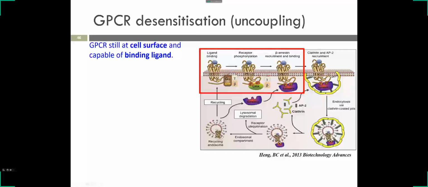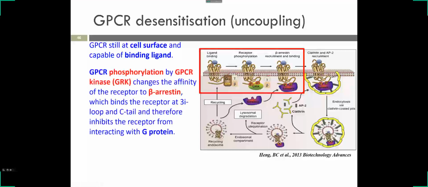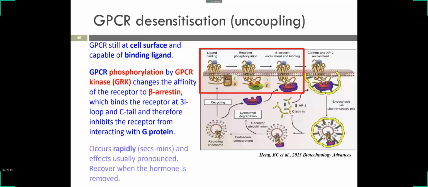Then typically your receptor can get ubiquitinated and either lead to lysosomal degradation or that recycling event that I mentioned to you earlier to bring back the receptor, okay? Importantly, all of this occurs within seconds or minutes, and the effects are usually quite pronounced. And then the receptor often will recover when the hormone is removed.